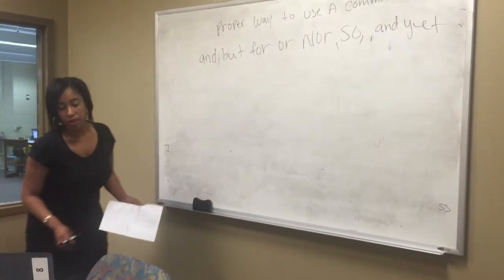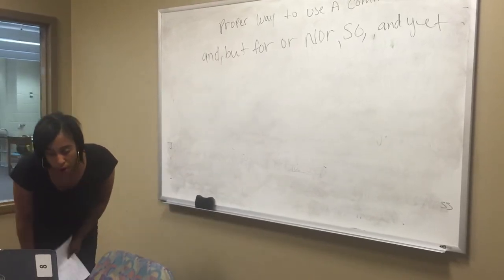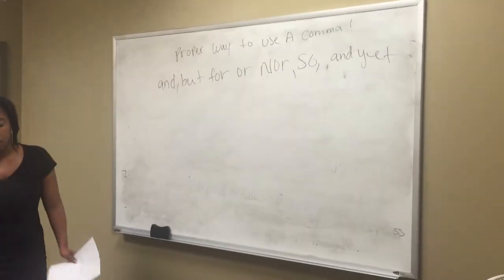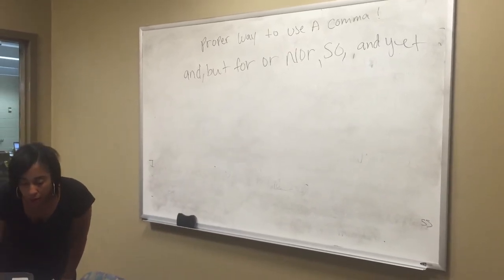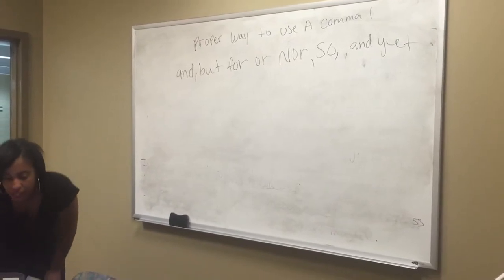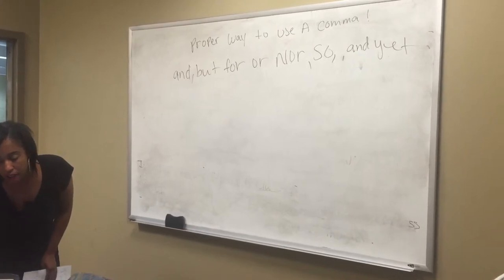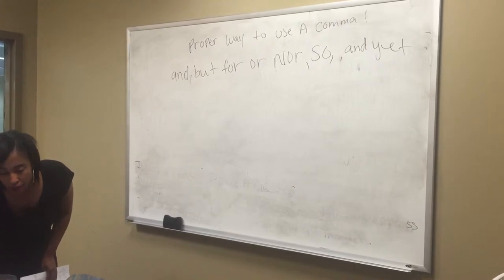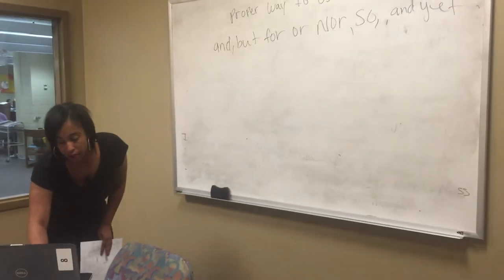Number three, use a comma following an introductory clause or prepositional phrase of four words or more, which would be these. Rule number four, use commas to set off modifiers that are not essential to the reader's ability to identify a particular person, place, or thing. Number five, use commas to separate adjectives of equal rank.